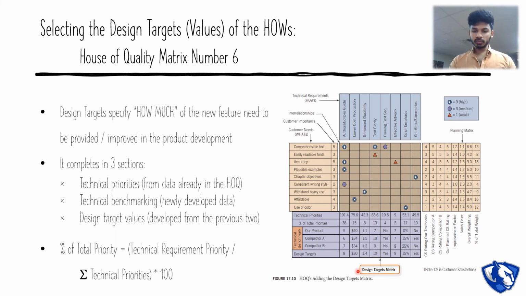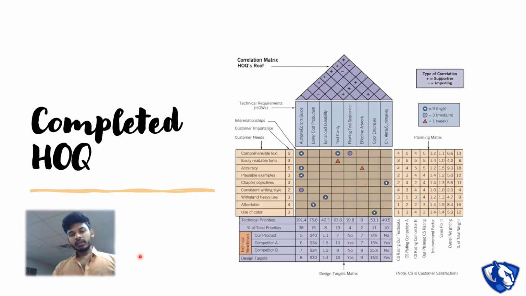So once you get the values 9, 34, 1.4, 10, yes, 9, 15%, yes, accordingly you will assign the particular task to the team members with the percentage of total priorities. And let's jump into the next slide. Finally we are at the completed HOQ: customer needs, technical attributes, planning matrix, interrelationship matrix, correlation matrix, and design targets.